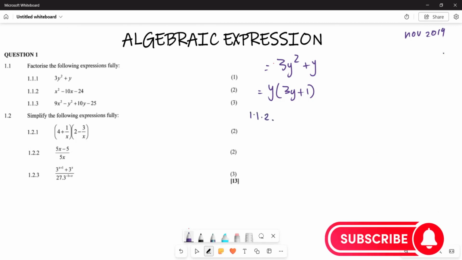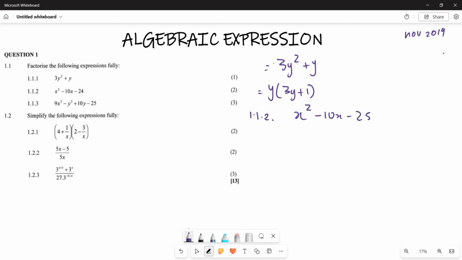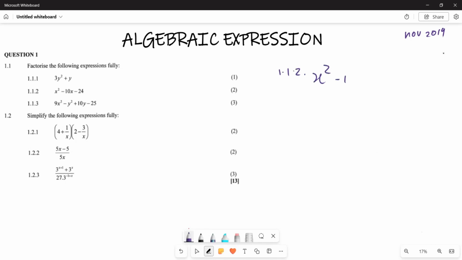And now when you go to 1.1.2, there you have x squared subtract 10x subtract 25. Let's write it very nicely here. So now for 1.1.2, you have x squared subtract 10x subtract 24. Now, what is it that you're going to do for this one? In order for you to solve this one, you're going to open your brackets, obviously.